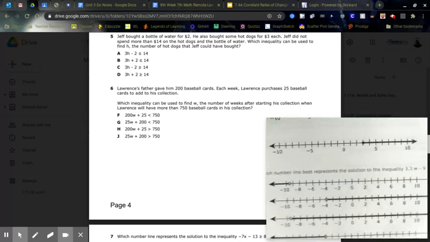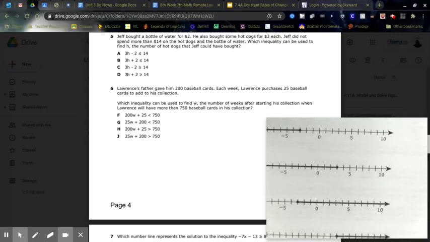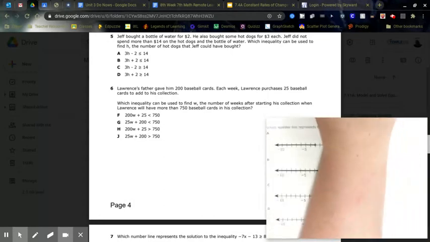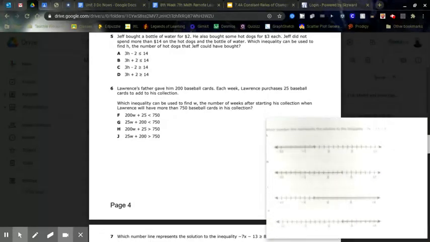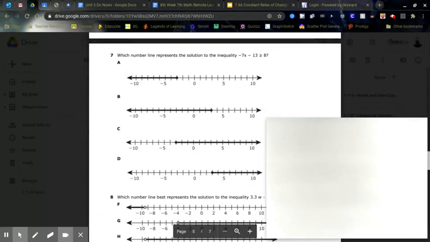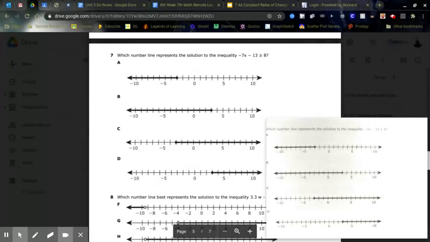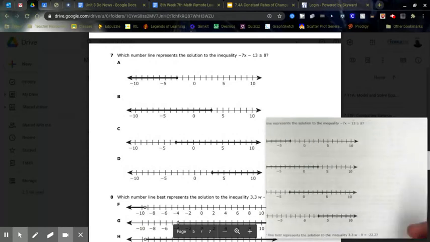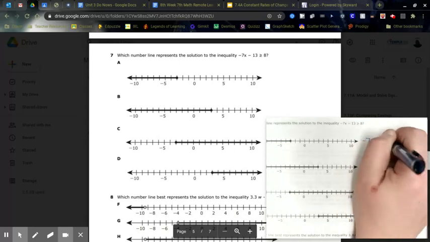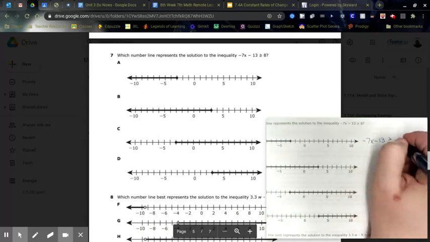Okay, next one. Number 7. Which number line represents the solution to the inequality? So it's an inequality, so we already know it's going to be shaded. Negative 7x minus 13 is greater than or equal to negative 8. Okay, so let's look. I'm going to write it over here. Negative 7x minus 13 is greater than or equal to 8.